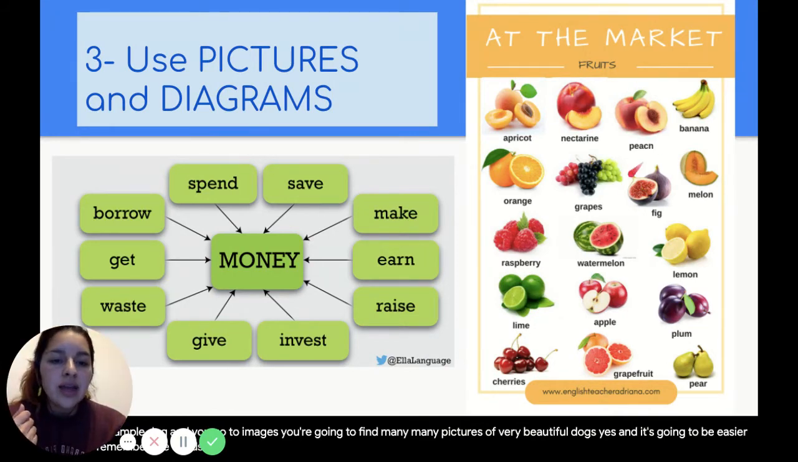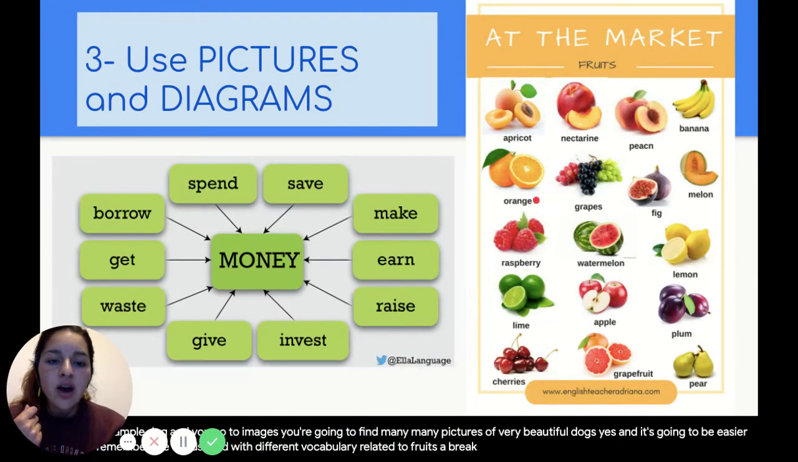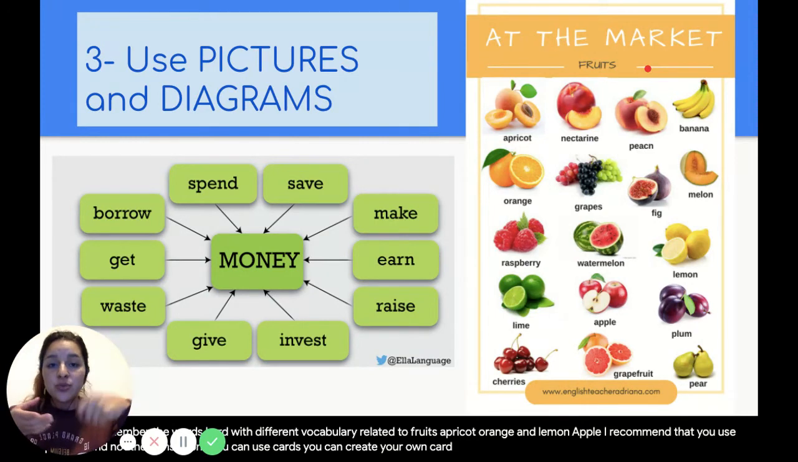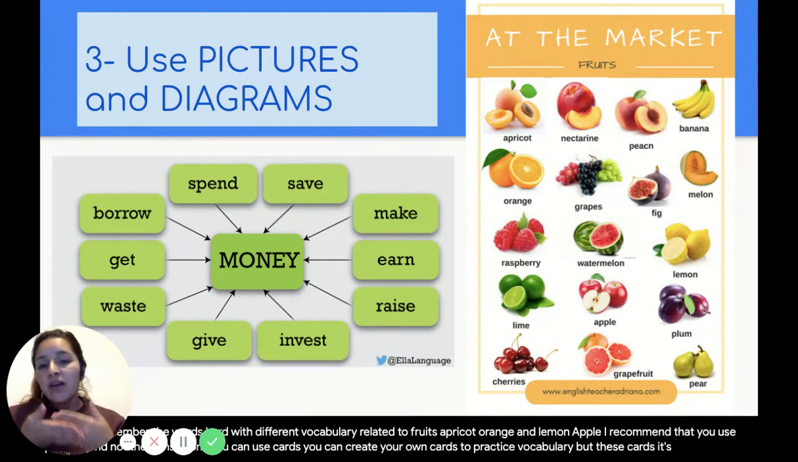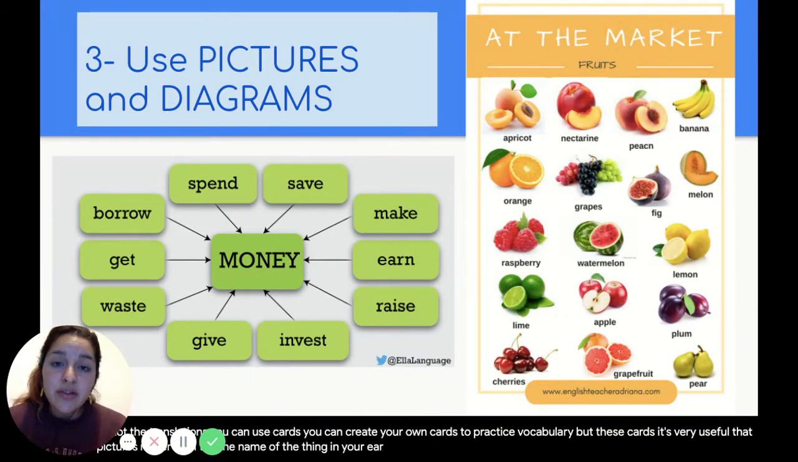Here we have a card with different vocabulary related to fruits: apricot, orange, lemon, apple. I recommend that you use pictures and not the translations. You can create your own cards to practice vocabulary, but it's very useful that they have pictures rather than the name of the thing in your mother tongue.